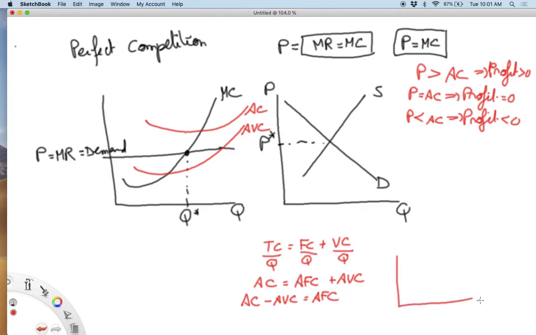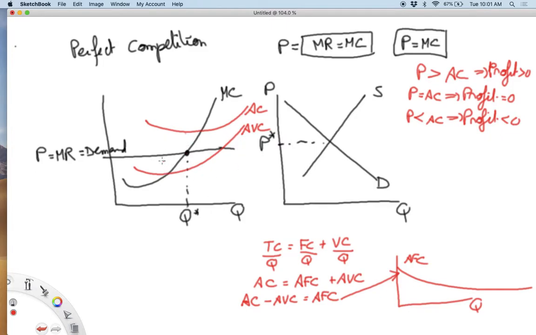And we know average fixed cost gets smaller and smaller. That's average fixed cost. And that's why the difference between the average cost curve and the average variable cost curve is getting smaller and smaller. That's what you see. The distance between them is getting smaller and smaller.